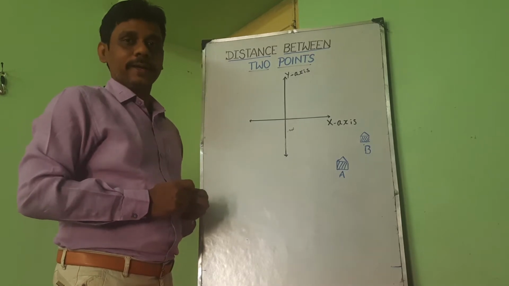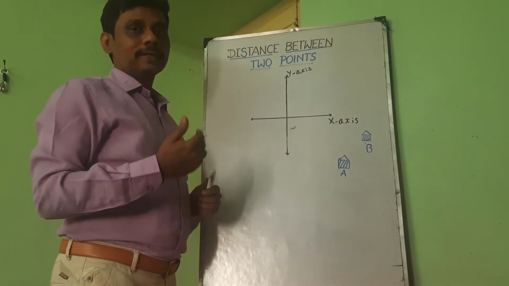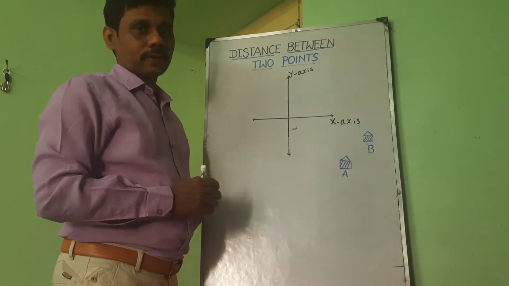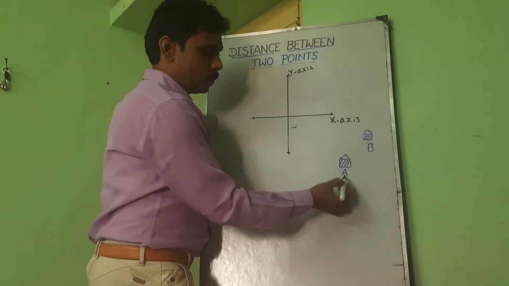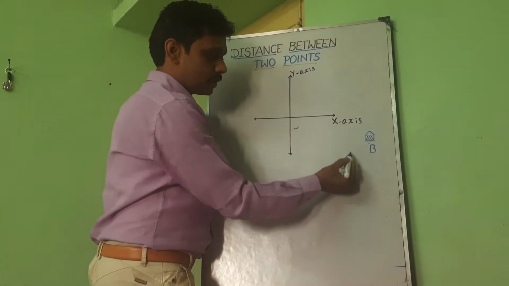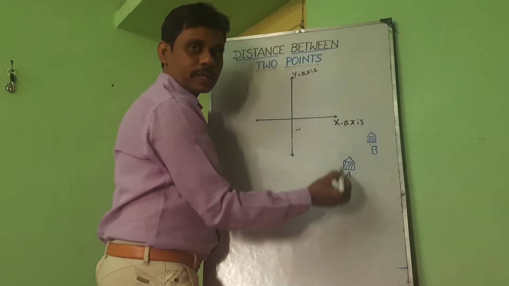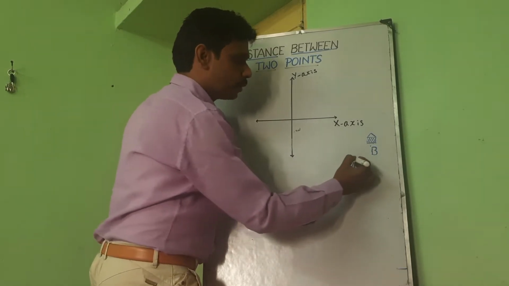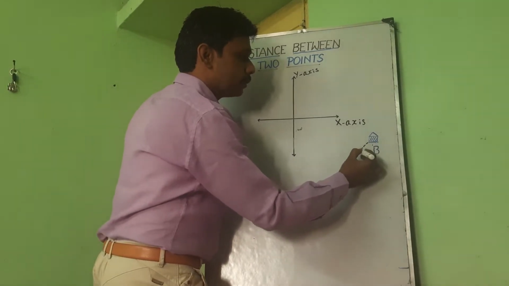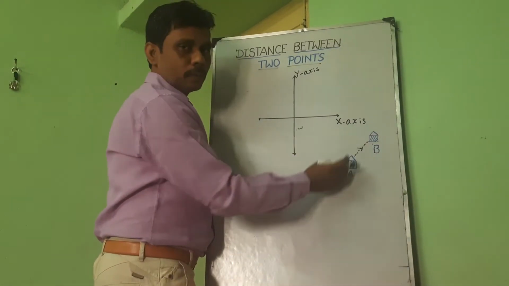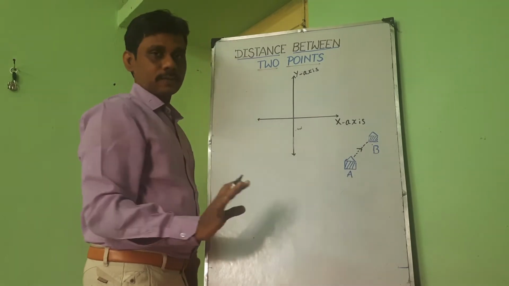Today is your friend's birthday. You have to attend the birthday party from your place to your friend's place. So I am considering two locations. One is your house location, A, and another one is your friend's house location, B. So we have to move from point A to point B. So this is the direction of movement from your house to your friend's house.